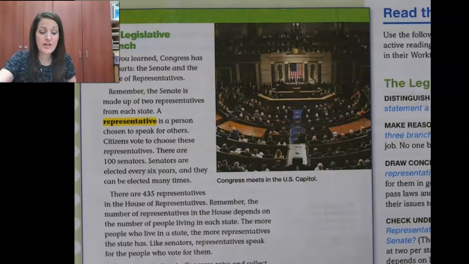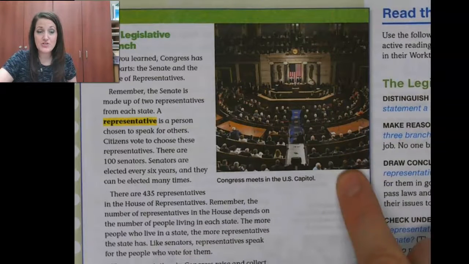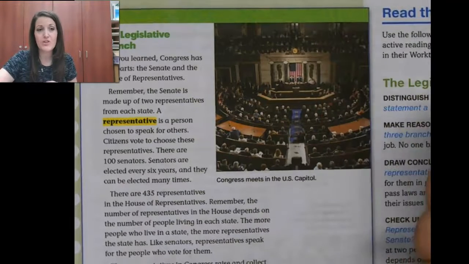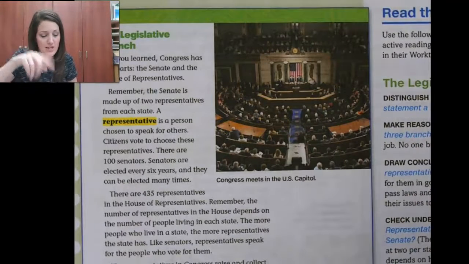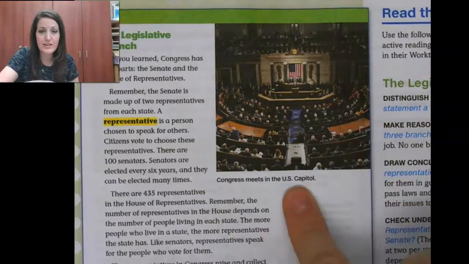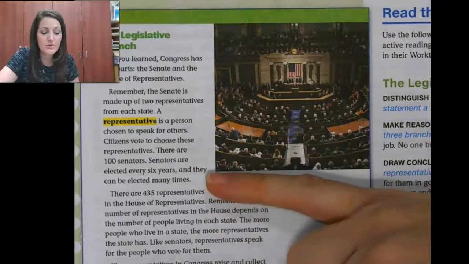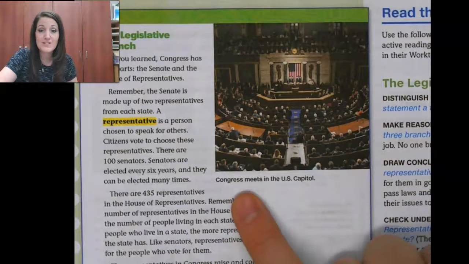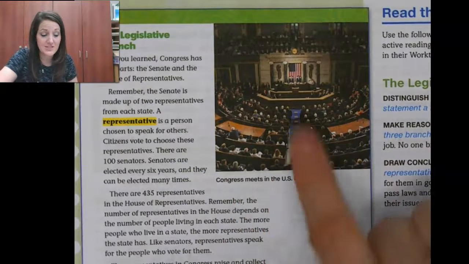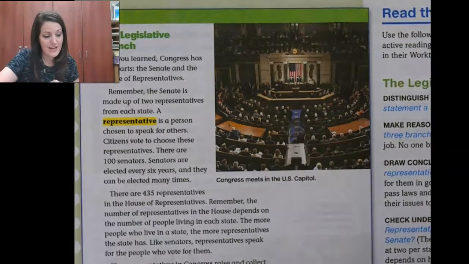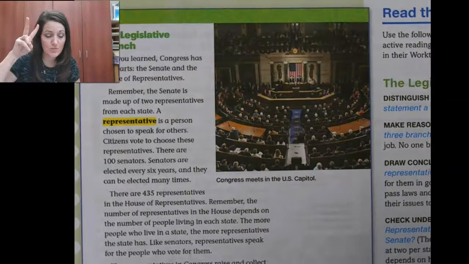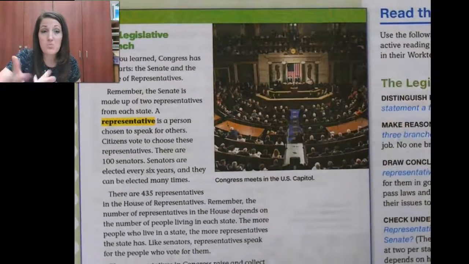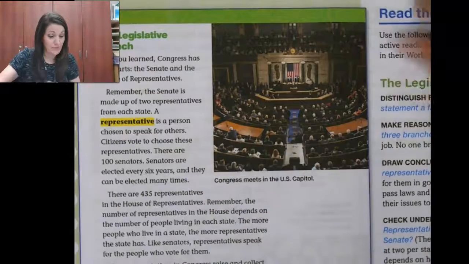So before we turn the page, I do want to point out some of the text features on this page. They have a photograph, not a picture. We'd call that an actual photograph somebody took with a camera. And there's a caption right here telling us, if it wasn't there, we'd be like, what are we looking at? What's the picture there for? So the caption tells us more about the picture. Congress meets in the U.S. Capitol. So this is Congress, the Senate and the House of Representatives, and they're meeting in the Capitol about bills or issues or whatever they're meeting for.